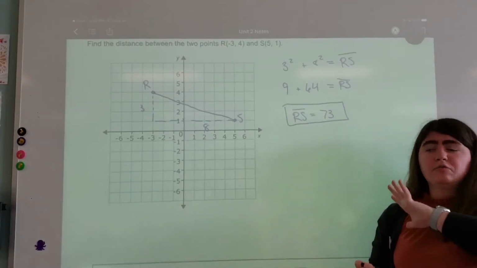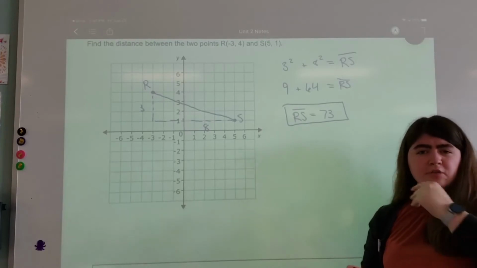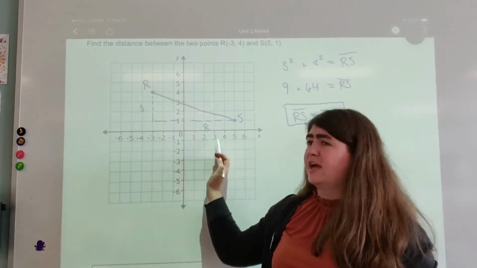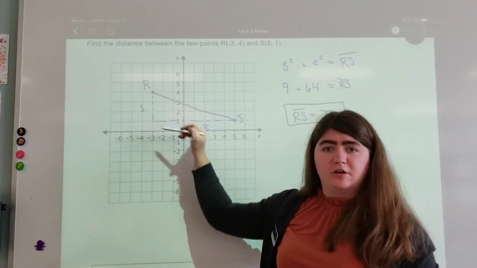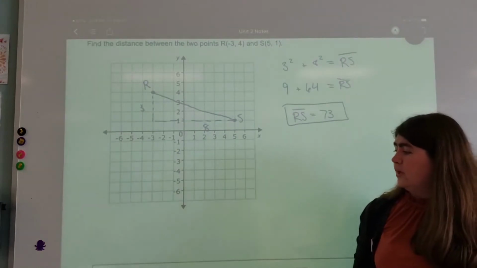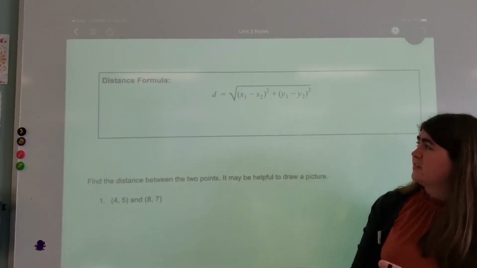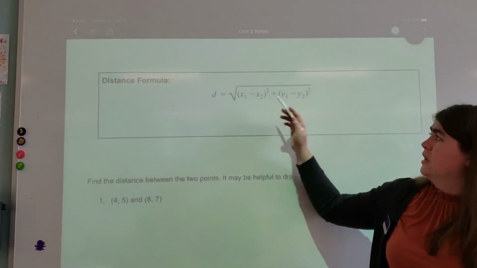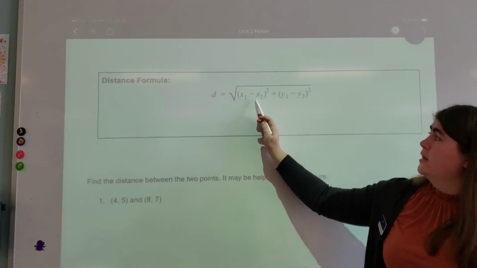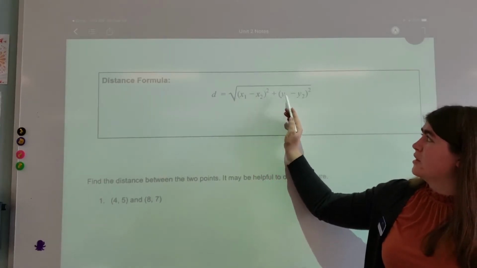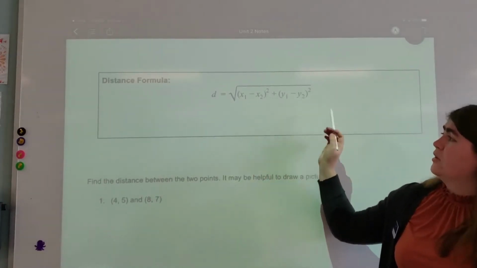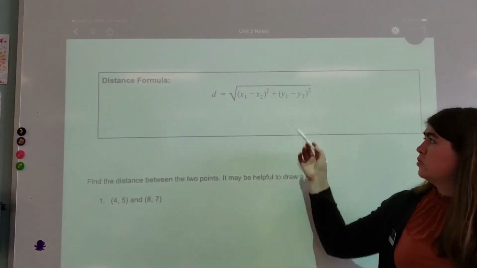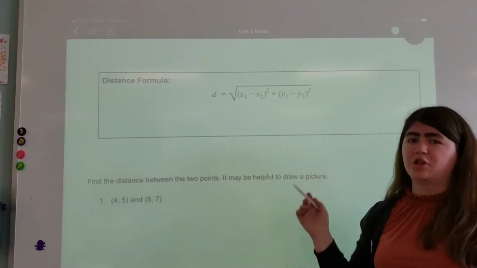All right, so this is one method we can use, but there's another way to solve for the distance between 2 points without having to draw a triangle and find the triangle side lengths. We can use what we call the distance formula. This is the distance formula here. It says D is equal to the square root of x1 minus x2 squared plus y1 minus y2 squared. So we can solve just using the points. We don't have to draw a picture, we don't have to plot the points. We can just plug the points into this equation and solve.